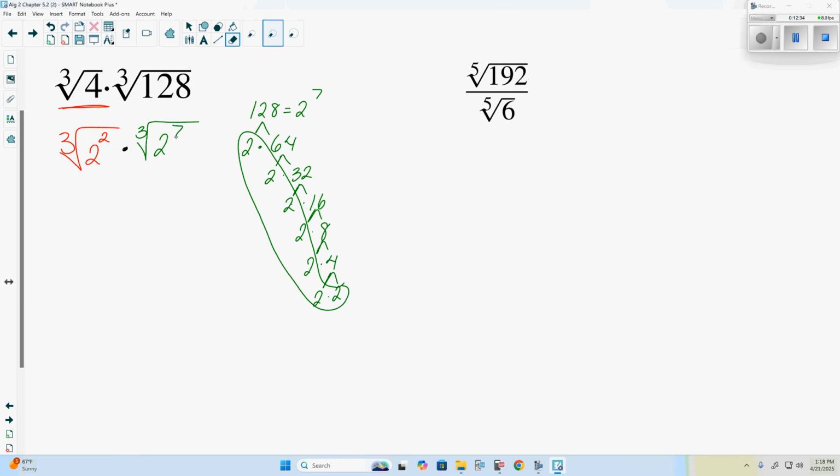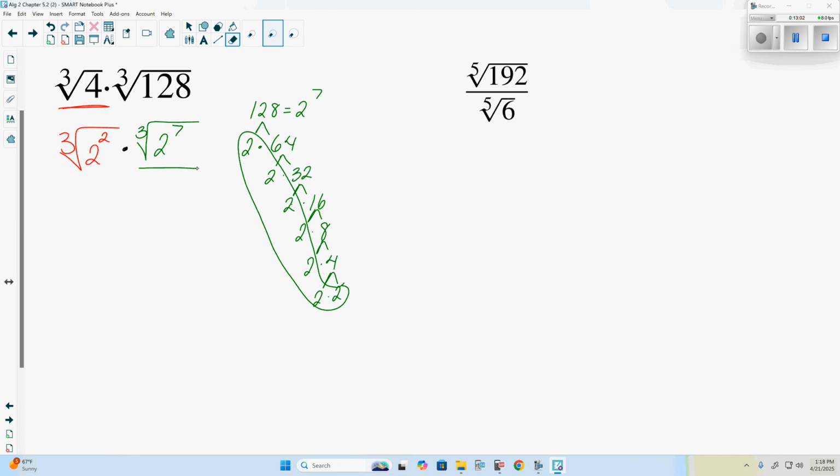So 128 is 2 to the 7th. Now there's different ways we can go from here. We can simplify the cubed root of 2 to the 7th, because again, we're looking for groups of 3 2's. Do we have more than 3 groups of 3 2's in our cubed root of 2 to the 7th? Yeah. And at this point, we can simplify it and see where we get.